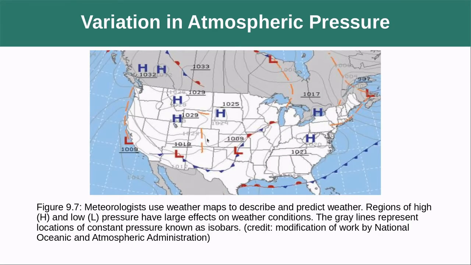Even on the surface of the Earth, there are variations in the pressure, and that leads to a lot of the climate and weather that we see, where we have air rushing from an area of high pressure to an area of low pressure.